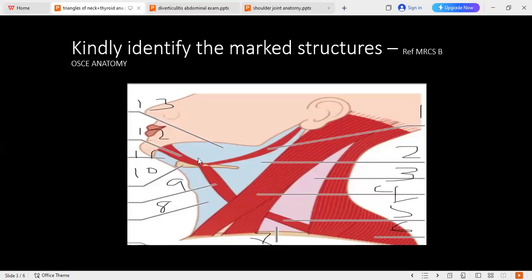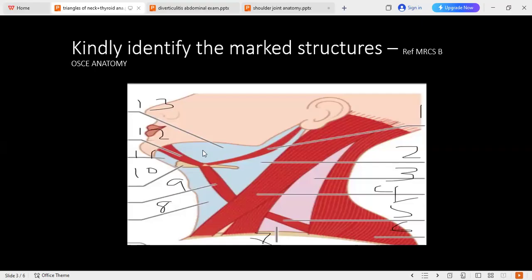Please tell me what are the contents of the submandibular triangle. It contains submandibular gland and submandibular lymph nodes, and it contains hypoglossal nerve and lingual nerve. Right. If you could tell me what are the contents of the carotid triangle?